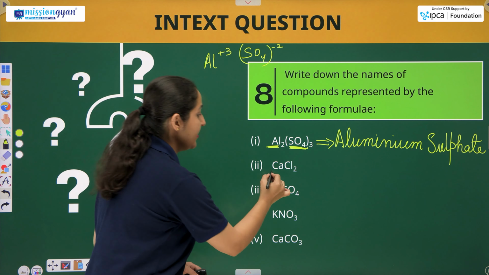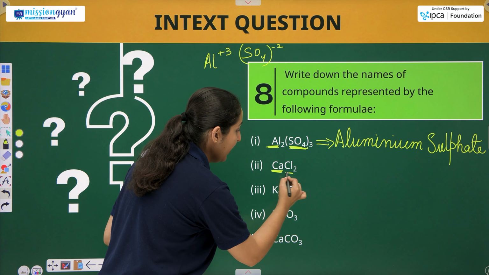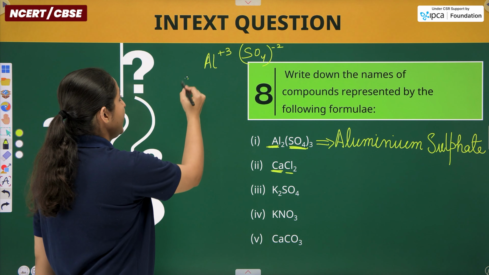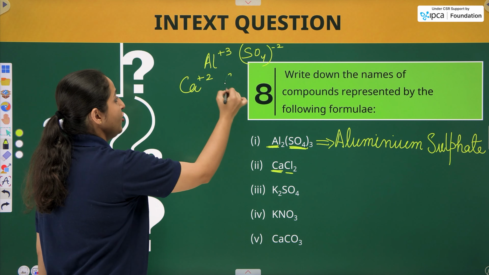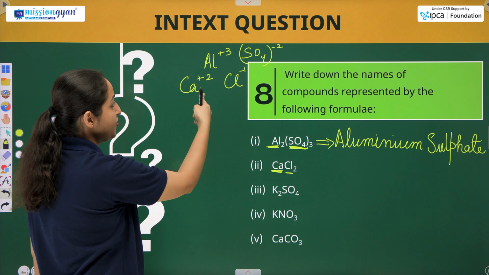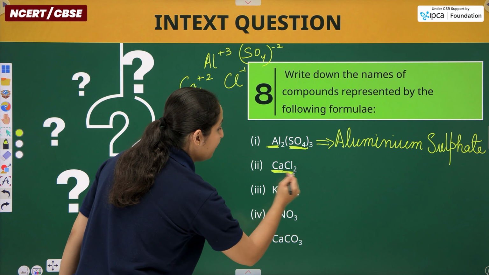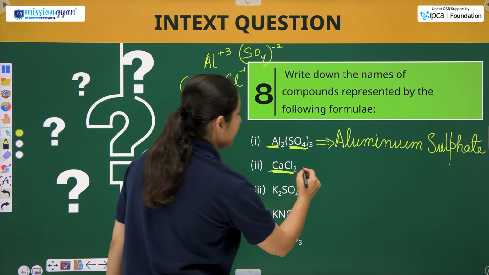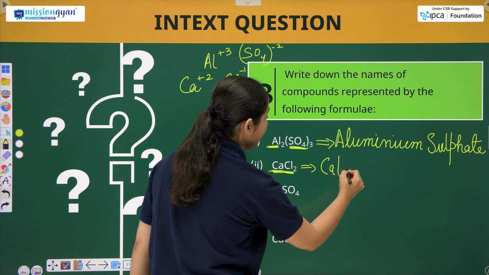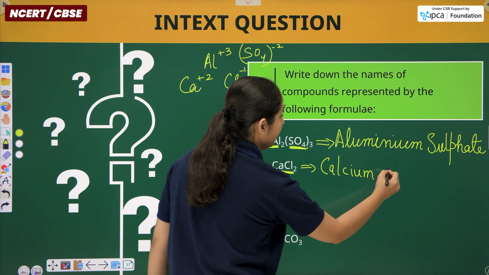Right? Now, let's see this one, calcium and this is chlorine, okay. So, calcium was plus 2, chlorine was minus 1. So, this 1 should come here, 2 should go there. So, CaCl2, this is what the chemical formula is. That means this is calcium chloride.